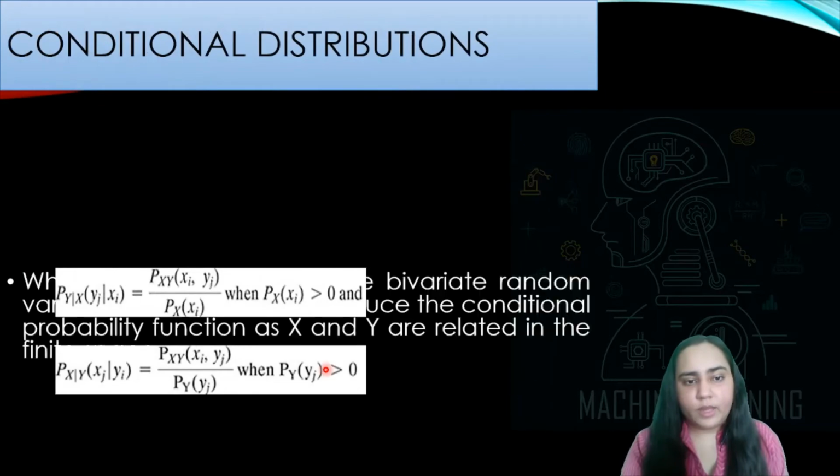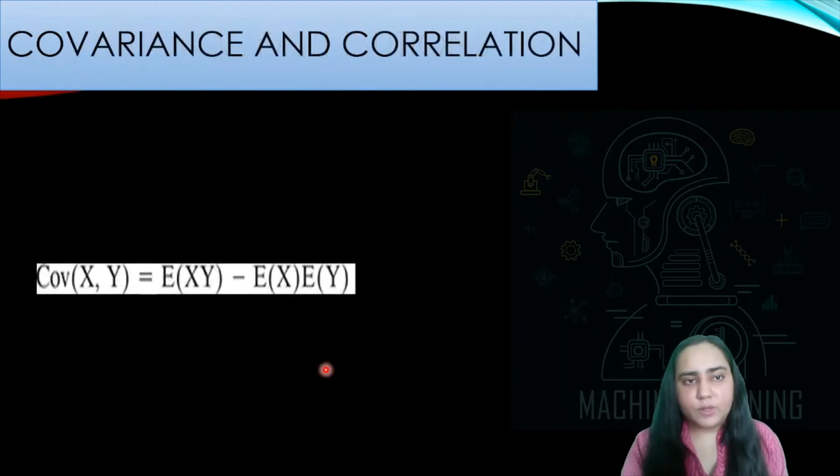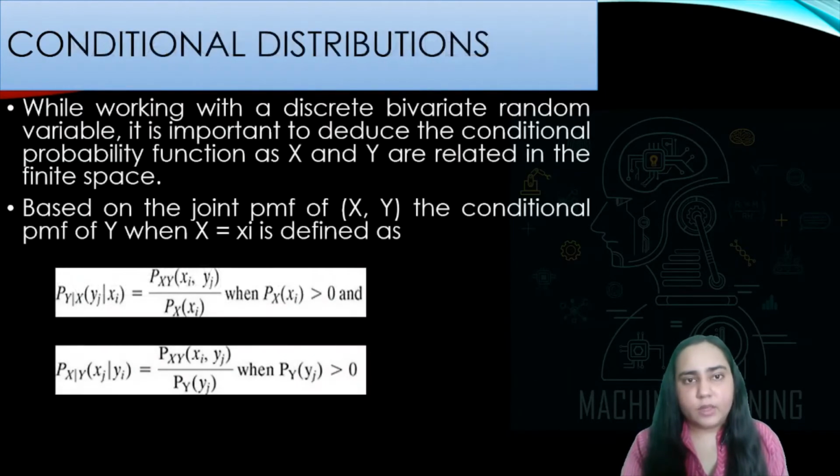And along with this, there is also conditional distributions. So what is conditional distribution? While you're working with a discrete bivariate random variable, it is important to deduce the conditional probability function as x and y are related in the finite space. Okay. So based on the joint PMF of x and y, the conditional PMF of y when x is equal to xi can be defined in this manner.